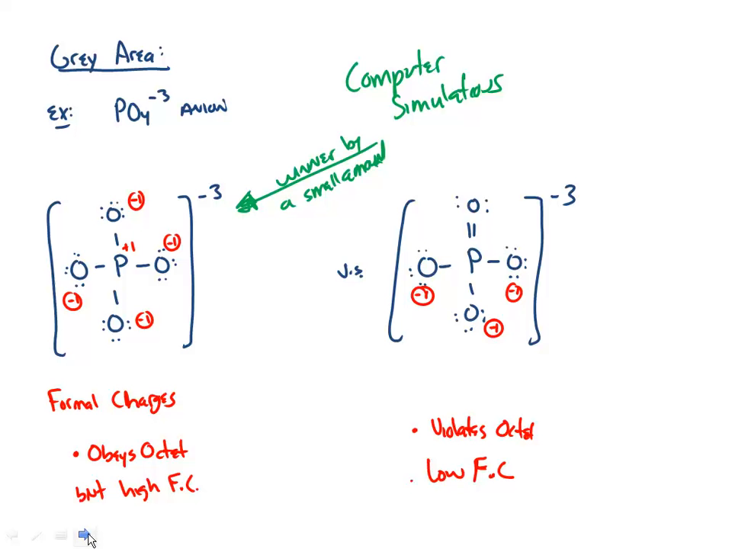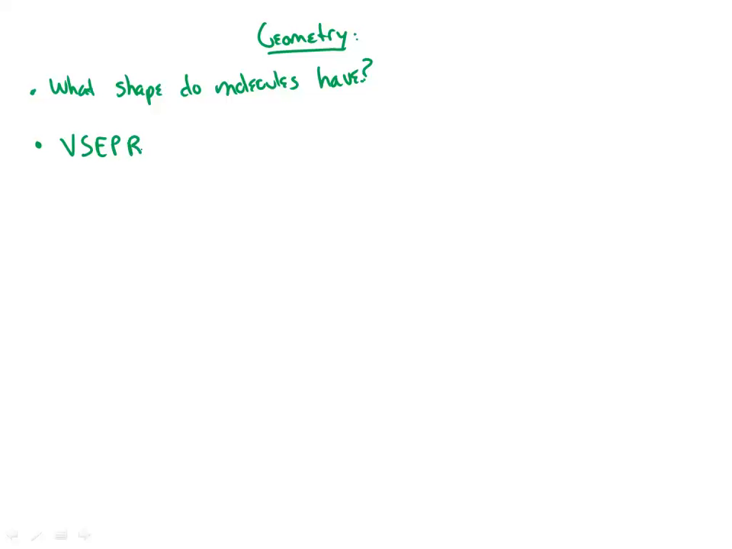So the next thing we want to talk about then is geometry. This is almost pure math and visualization. What we want to look at is what shape molecules have. And the theory that's used to describe this is called valence shell electron pair repulsion theory. It's my favorite, VSEPR theory. I don't know why I like that. It just sounds nice.